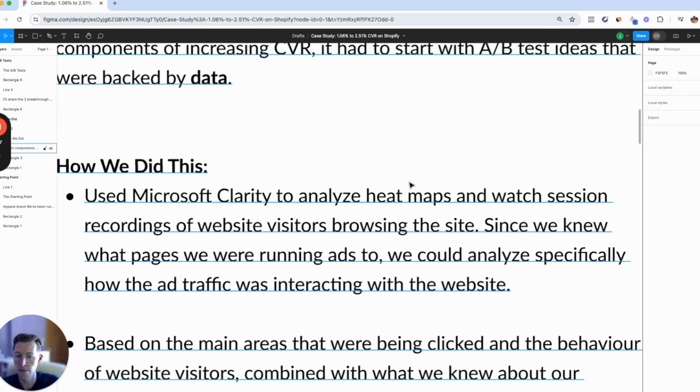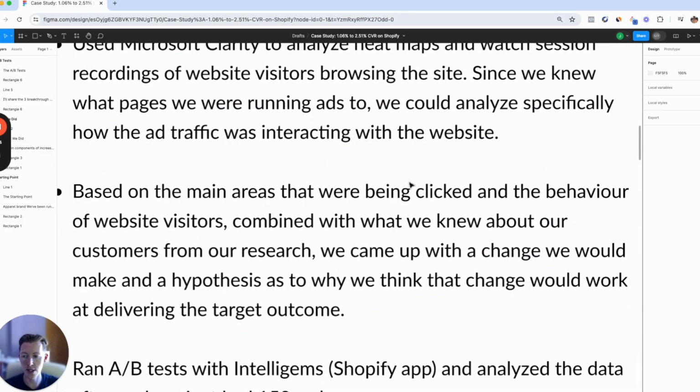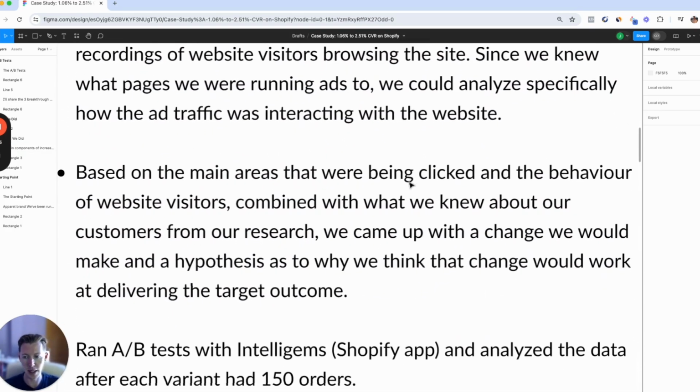So we had it installed and we started analyzing heat maps and watching session recordings of website visitors who were browsing the site. And since we knew what pages we were running ads to, we could analyze specifically how the traffic was interacting with the website when they came in from an ad. And based on the main areas that were being clicked and the behavior of website visitors, combined with what we knew about our customers from our research, we came up with a change we would make and then a hypothesis as to why we think that change would work at delivering the target outcome.